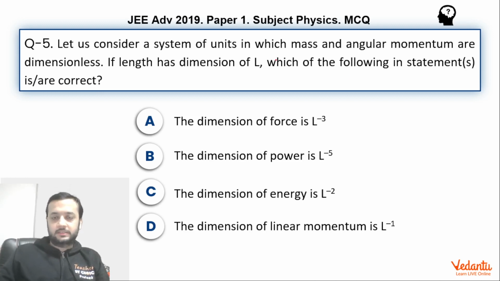So in this question, it is said that there's a system of units which has been defined in which the dimension of mass and that of angular momentum is M0, T0, L0. That means they are dimensionless. Length has the usual dimension of capital L. So we have to find the dimension of force, power, energy, and linear momentum in terms of L, right?